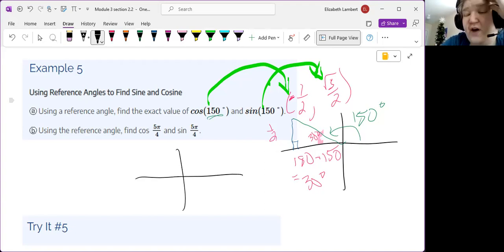All right, now over here, 5 pi over 4. So when I think of this, the first thing I do is think about what's the nearest pi. So 5 over 4 is the same as 1.25, and you could just crunch that on the calculator. So that's pretty close to a single pi. Single pi is also 4 pi over 4, but it's less than 1.5 pi. So this angle is down here in quadrant 3.